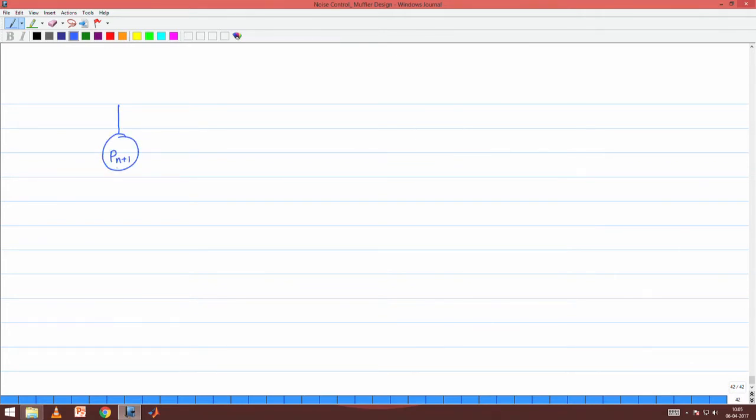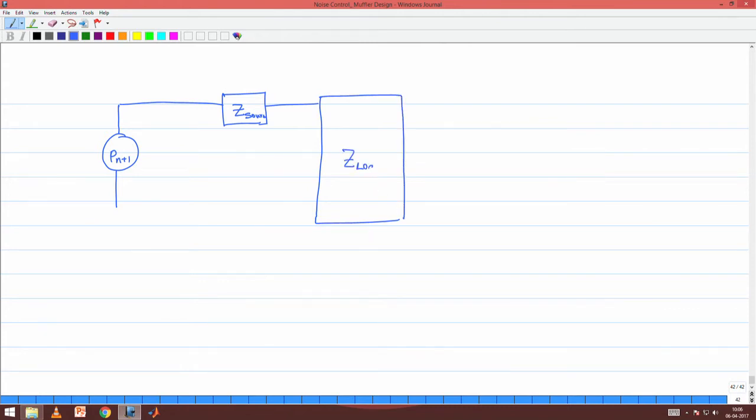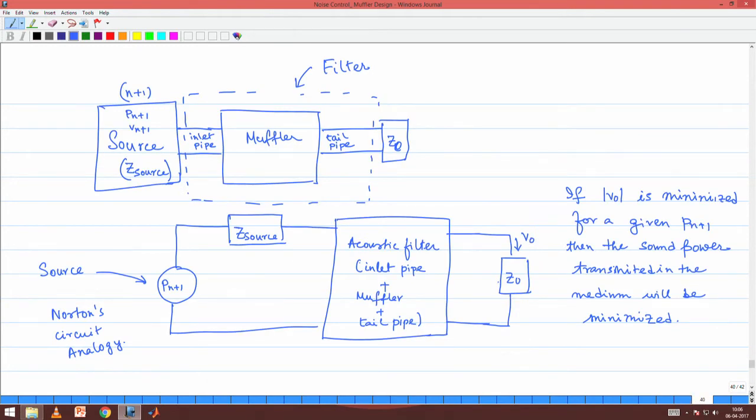So, this is wherein the source is modeled as a voltage source, and then there is a source impedance Z S, or Z source, if you might call it, and then there is a load. Okay. So, this load will include both the muffler as well as the radiation impedance. So, this part, if you like, is the load.